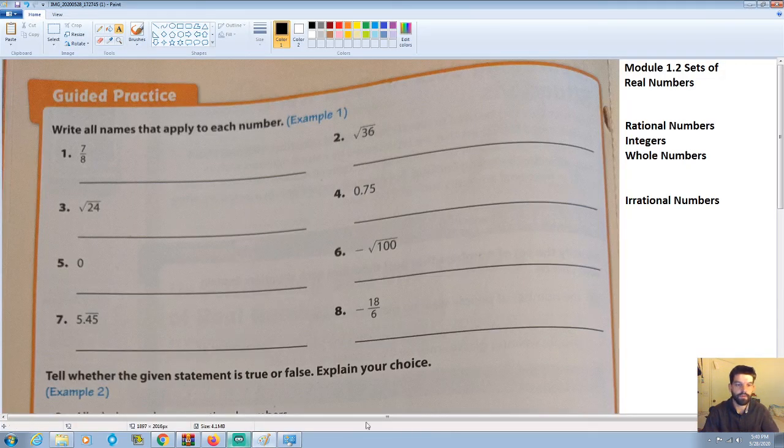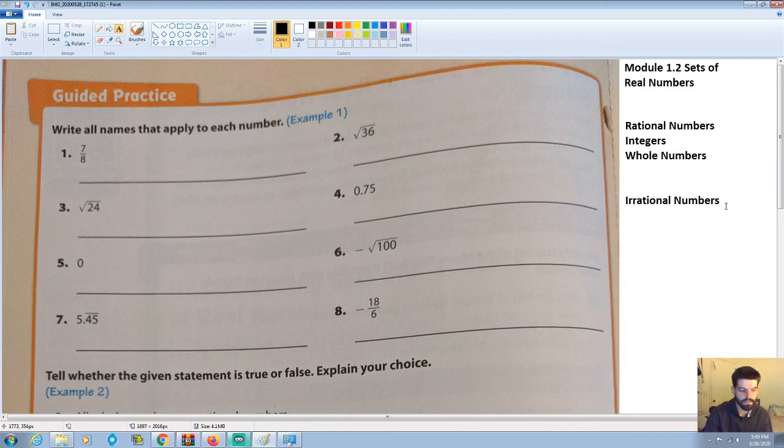So in this video we're going to be continuing on with the 8th grade Common Core Curriculum Guided Practice. And again, I wanted to put this together as a response to COVID, to give students a supplemental that will help them and give a step-by-step approach to a lot of these Common Core concepts. So this is going to be a continuation with Module 1. This one's going to be Module 1.2, Sets of Real Numbers.